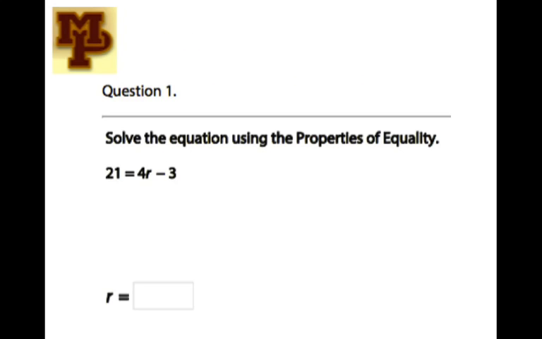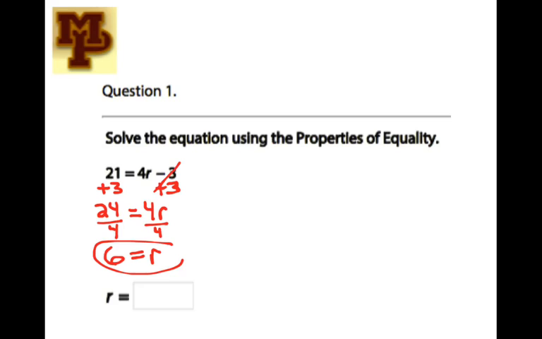Alright, question 1. We're going to solve for r, so we're just going to add 3. And by the way, fast forward, whatever, if you already know how to do certain ones, that will save some time for you. So these cancel out, of course, so then this would be 24, and then divide by 4, so r equals 6. That's what we would type in the blank.